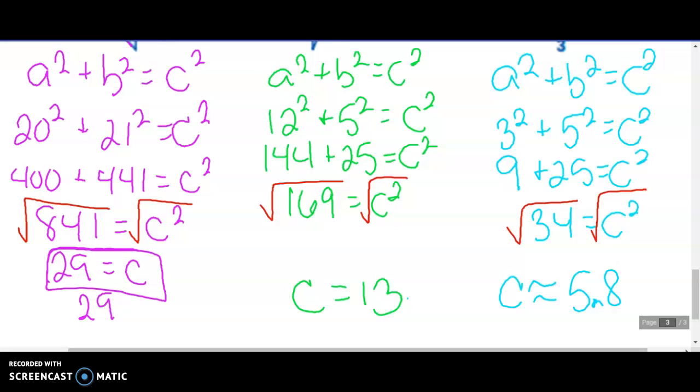It's always good to use that as a check, just in case you accidentally divided by 2 instead of doing the square root, or something went wacky. It's always good to use those two things to just check to make sure that you got the right answer.